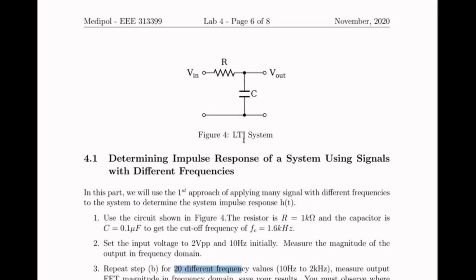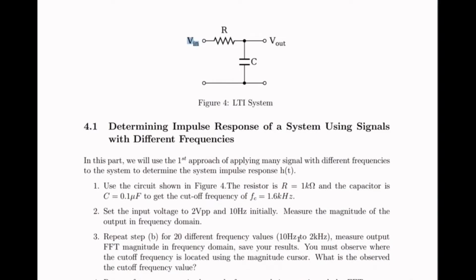Let's say we have this LTI system, and we have no information about it. What is R, what is C, we don't know anything. We will give a 10 Hz sine wave, get the output, see the Fourier transform and get the frequency. Repeat many times, 20 times, and at the end you get the graph in the frequency domain. In the time domain it is called system response; in the frequency domain, it's called transfer function.